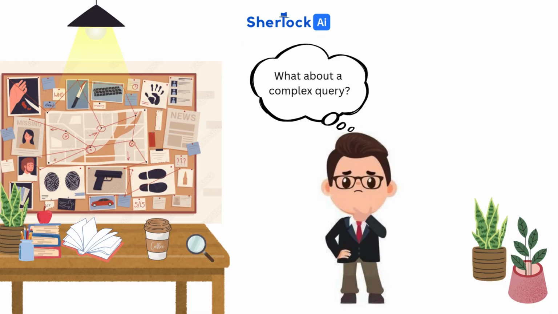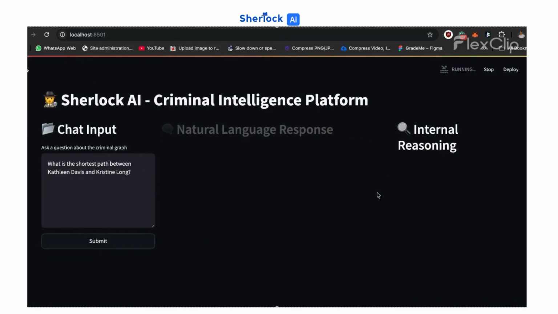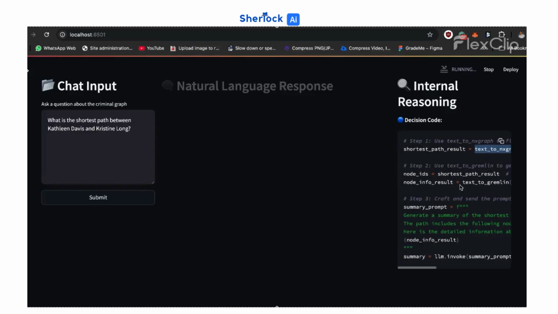What about a complex query? Now we will be looking at a hybrid query execution to find the shortest path between two criminals. We can see the decision logic referring to the NetworkX and Gremlin methods, and finally summary generation.